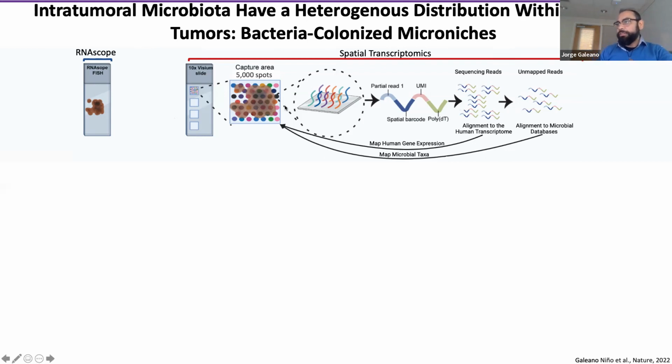Every capture area has 5,000 spots, and every spot has an array of probes that can capture the RNA when the tissue is permeabilized. What makes this technique special is that every probe has a unique molecular identifier, where you can measure the expression level for every target, and also a spatial barcode that gives you the spatial coordinates for every probe. Then the transcripts are aligned to human databases in order to determine the human transcriptome, and the sequences that are not mapped are aligned to microbial databases. By using computational tools, you can taxonomically resolve the identity of these microbes in the tumor tissue.